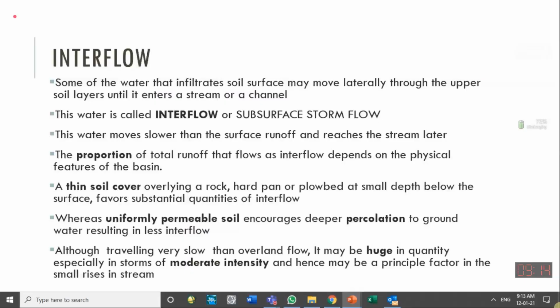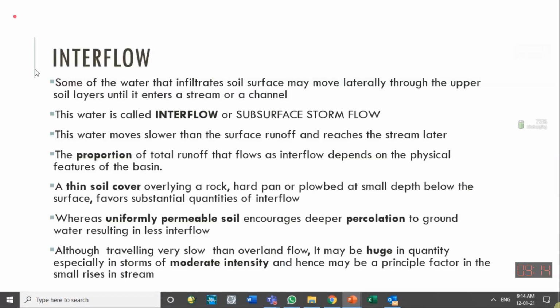Of the runoff is interflow, water which is coming from the unsaturated zone of the soil under the ground. So some of the water that infiltrates into the soil surface may move laterally. So infiltration is a vertical movement down. Then it starts moving laterally, in the direction of gravity, where the elevation is less. So it starts moving laterally through the upper soils.